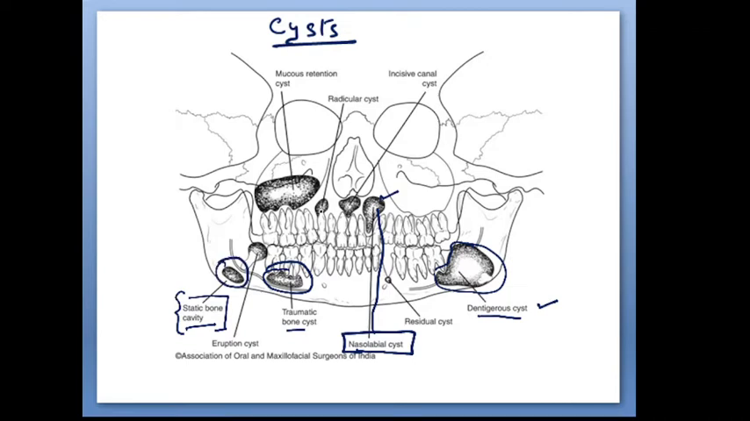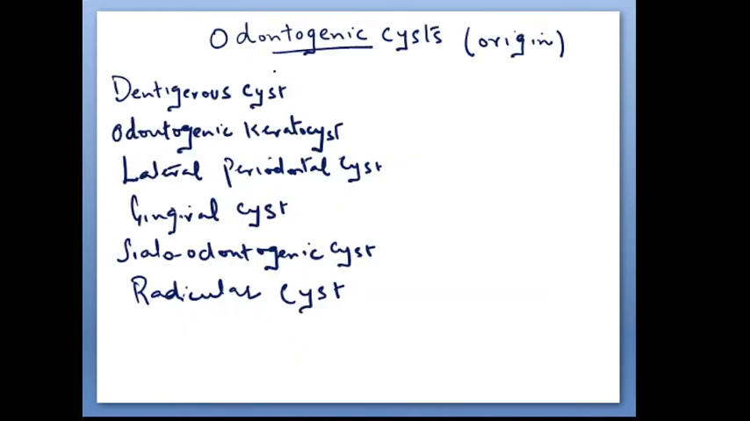Radicular cyst, which is an odontogenic cyst, is common in the anterior region of the jaw, common in the maxilla, and associated with trauma. So it is a type of inflammatory odontogenic cyst. Or we can see different types of cysts, for example, incisive canal cyst or mucus retention cyst. I will tell you about the origin of odontogenic cysts.